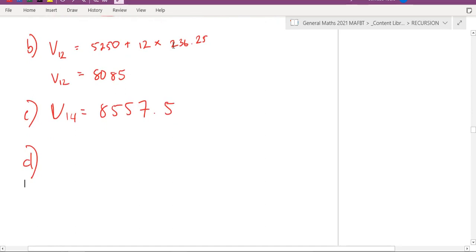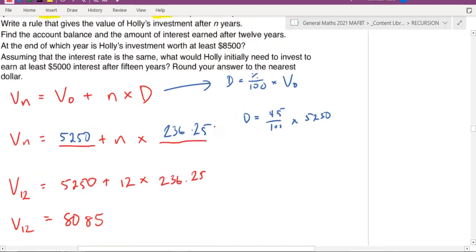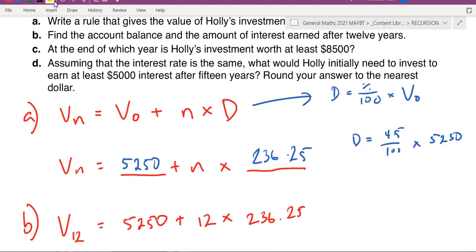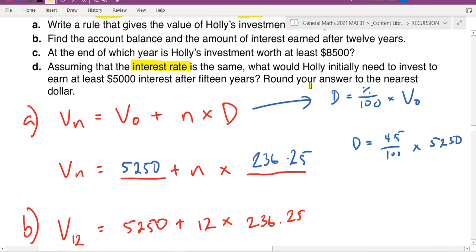So in order to calculate that, we need to use the solve function for this. Okay, but I would also ask you guys, read the question properly so you know what you're looking at. So the interest rate's going to be the same. So that means we're going to keep this. The 236 is going to stay the same. But the question is asking, how much does she have to invest?